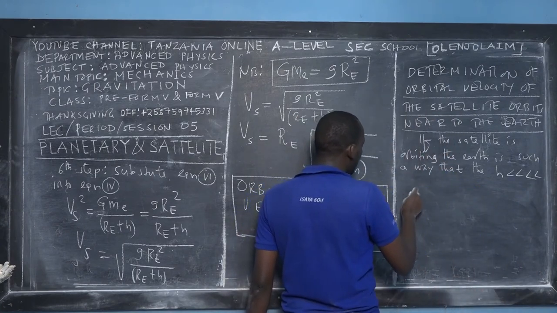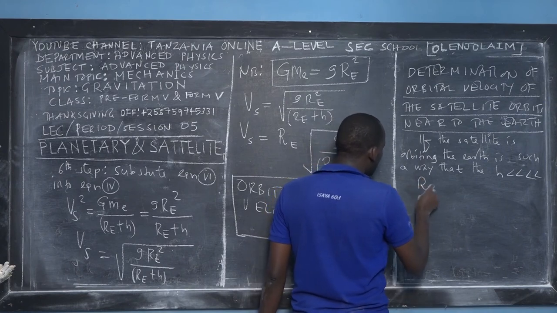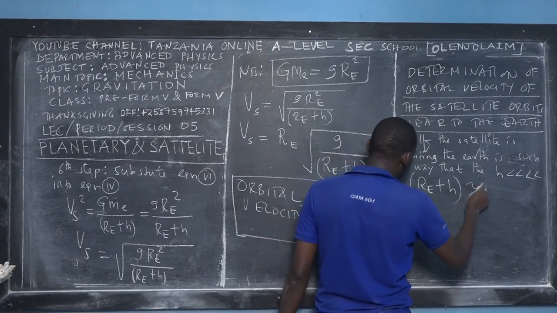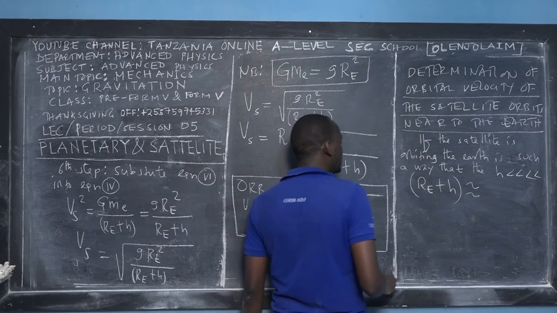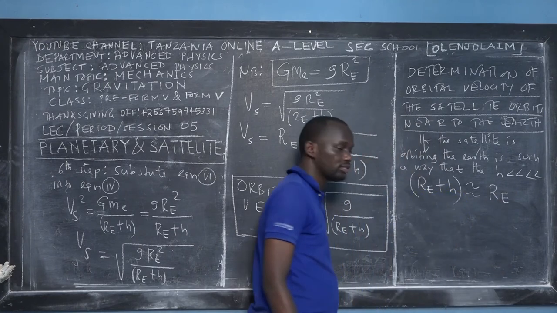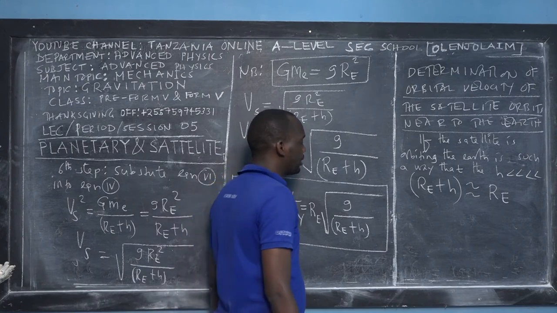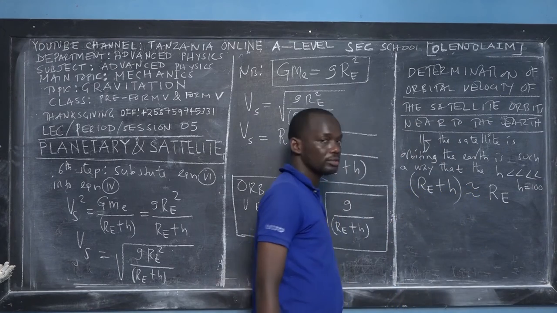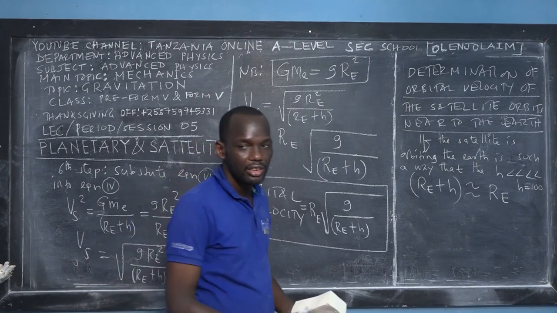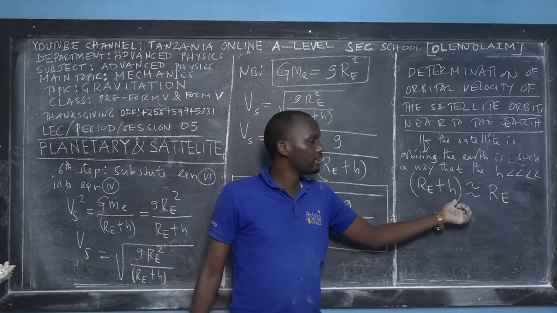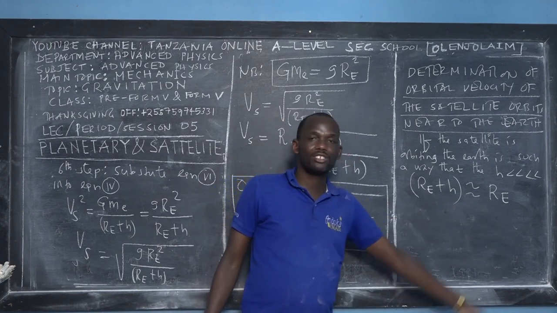Very small, such that the radius of the Earth plus the height of the satellite is very small. So this is approximately equal to the radius of the Earth. So what does it mean? For example, if the satellite is revolving the Earth at, let's say, 100 kilometers, that is negligible because it's near the Earth's surface. Right? So if negligible, the sum of the radius of the Earth and the height where we place the planet is approximately equal to the radius of the Earth.